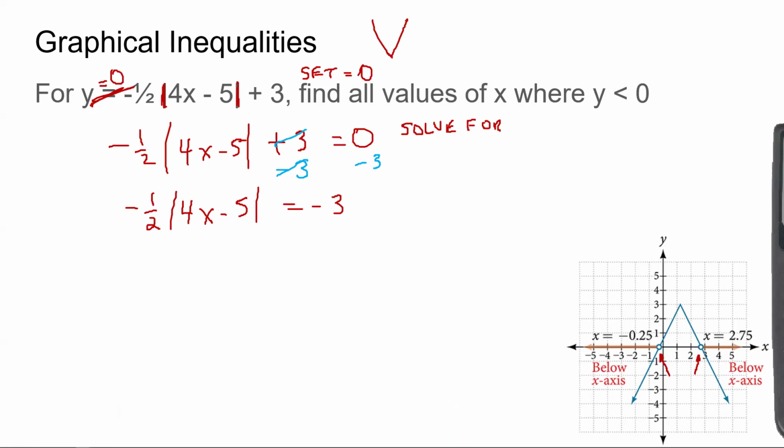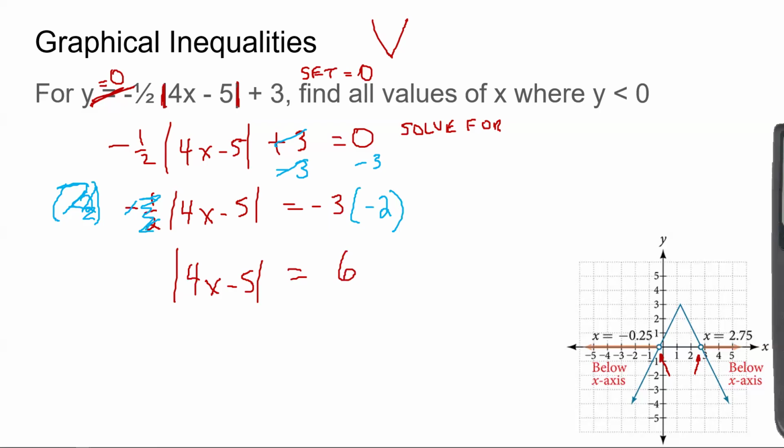Okay. And here, next up, I'm going to multiply by negative 2. You could divide by negative 1/2, but I think it's easier to multiply by the inverse. So this 2 will cancel that 2. The negative cancels that negative, and see how I effectively canceled all that together. All I need to do is multiply by negative 2, and that'll take care of that. It's going to leave me absolute value 4x minus 5. Negative 3 times negative 2 is a positive 6 right there.